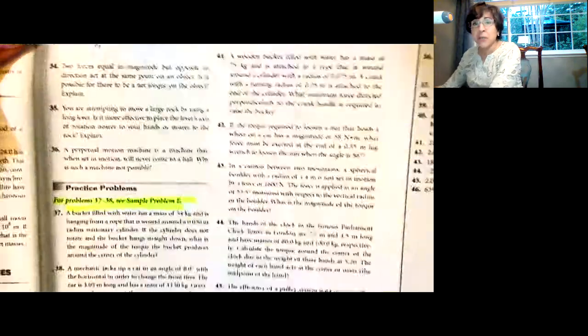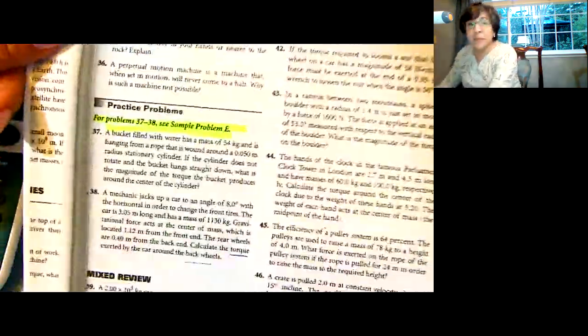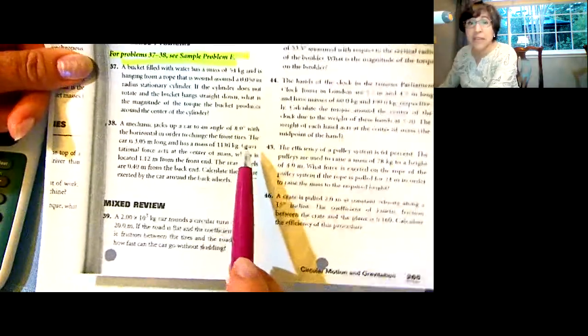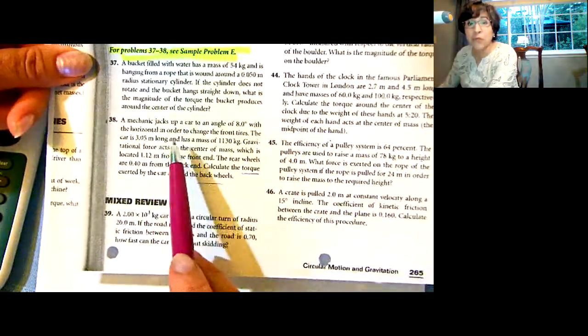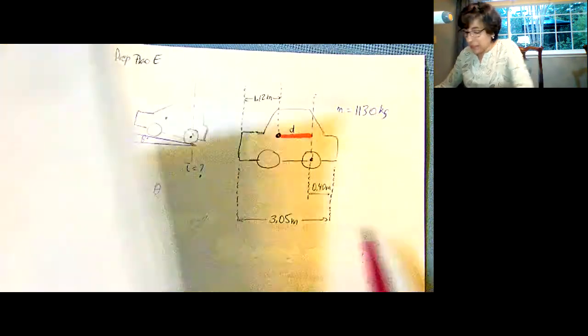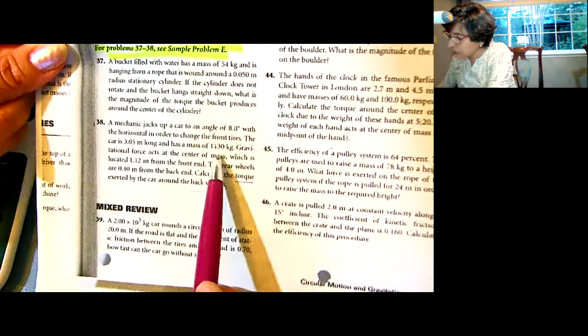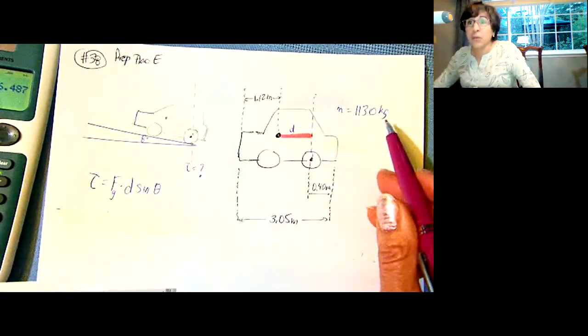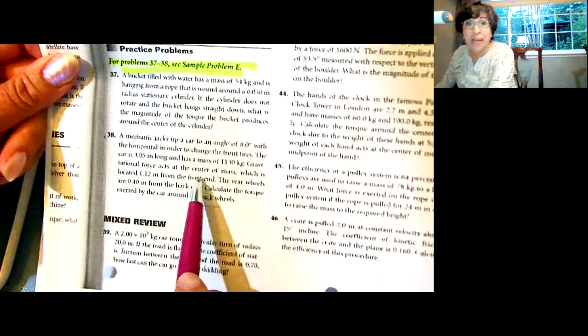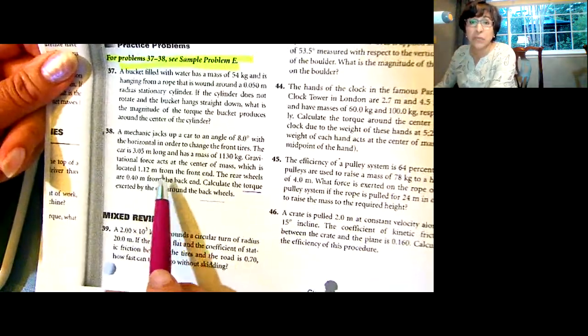Now, what is the information they gave us? I have to map it up to our picture here. The first thing they tell you is, well, it's 8 degrees up, but it's 3.05 meters long. So there it is. I drew 3.05 meters long. Then it tells you that it has a mass of 1130 kilograms. I wrote that down also. Then the center of mass is 1.12 meters from the front end.